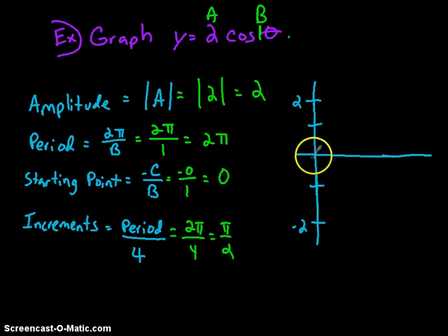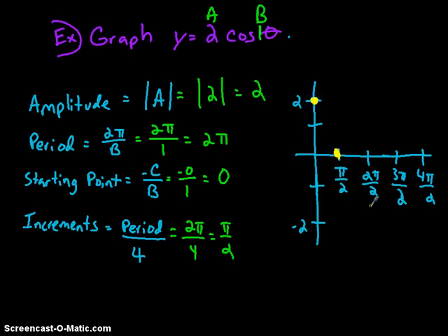I know my starting point is at 0, and each increment is going to be pi over 2 from the last. So it's 1 pi over 2, the next one is 2 pi over 2, 3 pi over 2, and 4 pi over 2. When I actually graph it, I know that this point right here is my max.